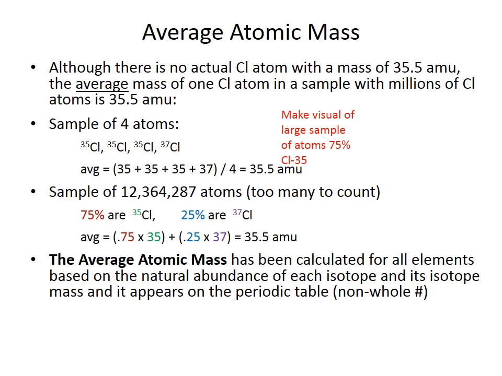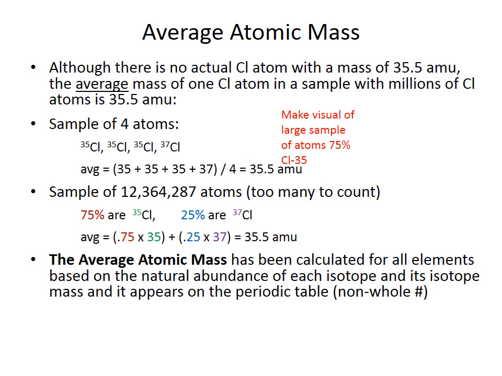So we do have this concept called average atomic mass that shows up on the periodic table. When you look at something like chlorine and you look underneath, you find its atomic number is 17, and you also see a mass number of 35.5.